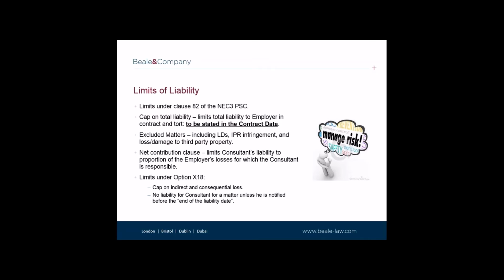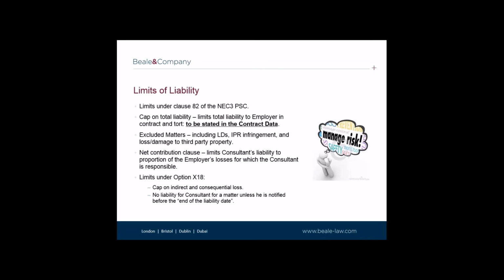For this provision to be effective, the contract data must state what the financial limit on liability will be, i.e. the amount, and whether this is in the aggregate or on a per claim basis, for example. It is important to note that if nothing is stated in the contract data, the consultant's liability will be unlimited. So we always ask our clients to insist that a suitable financial limit of liability is stated in the contract data.